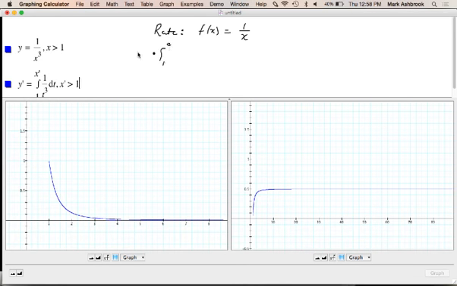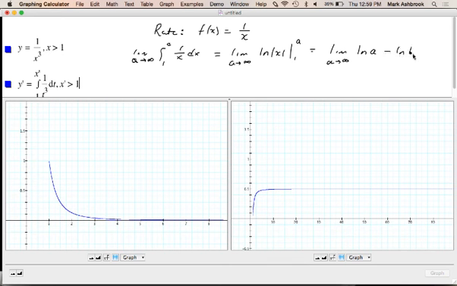The limit as a goes to infinity of the integral from 1 to a of 1 over x dx. What's the antiderivative? Natural log of x, from 1 to a. So natural log of a is always positive, so we don't need the absolute value. Minus ln of 1, which is 0.